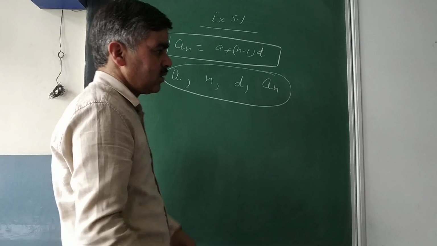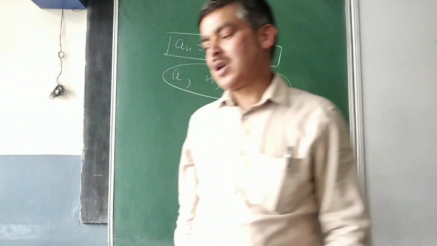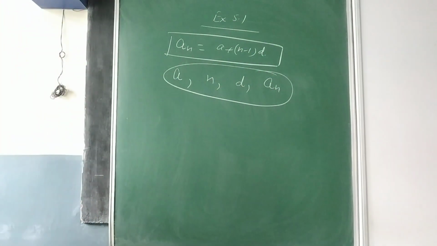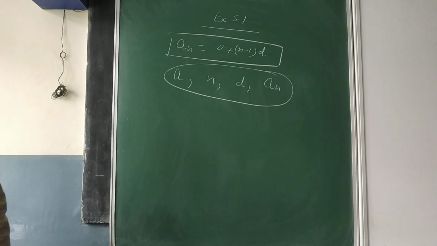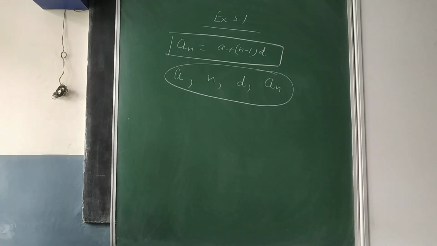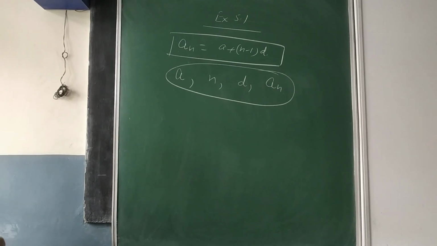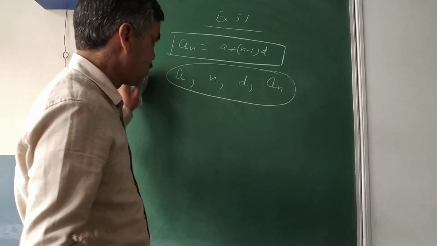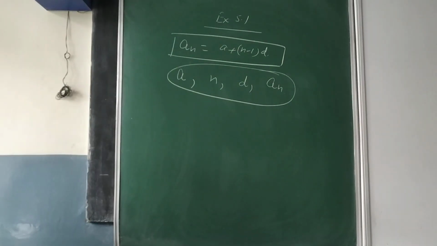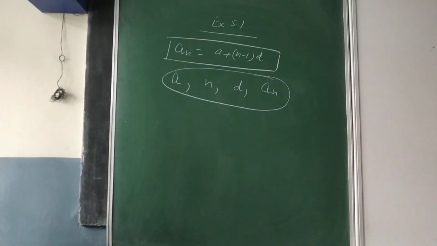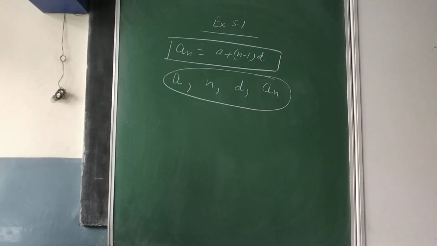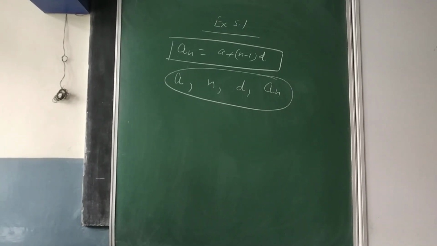So let us see your exercise questions first, how to write the solution. Like in your first question: in which of the following situations does the list of numbers involved make an arithmetic progression, and why? You have to write the answer also, why. So first you read: the taxi fare after each kilometer, when the fare is rupees 15 for the first kilometer and 8 for each additional kilometer.